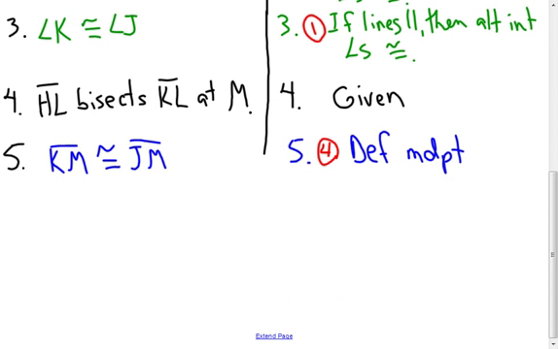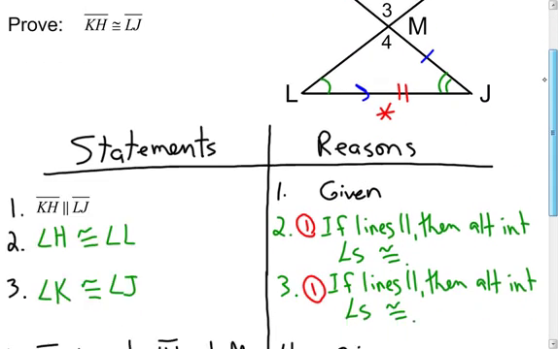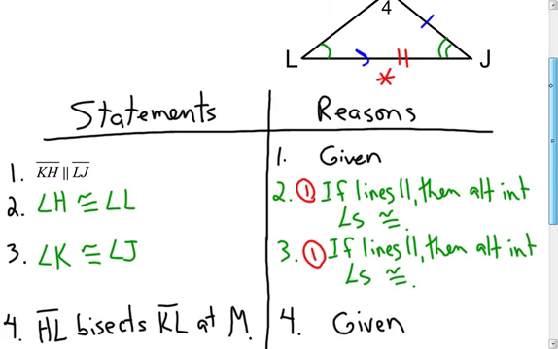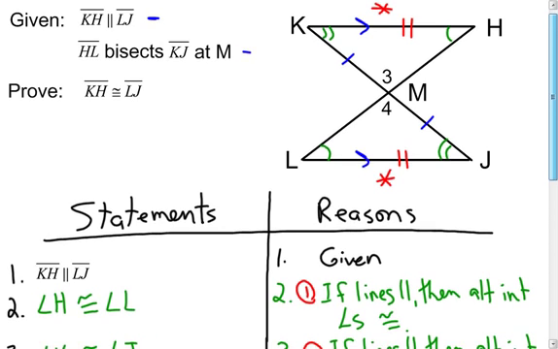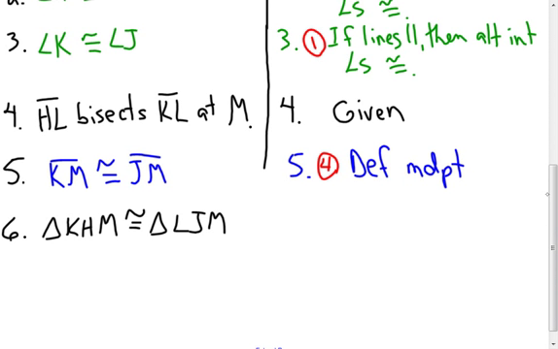Now I can say that those triangles are congruent. Come up here and I'm going to have triangle KHM and triangle LJM. 6 is going to be triangle KHM is congruent to triangle LJM. I just want to make sure that I put that in the right order. So I have triangle KHM, and then, oh, nope, I did that wrong. It would be triangle JLM. That's what I wanted to make sure, so that's wrong, don't do that.